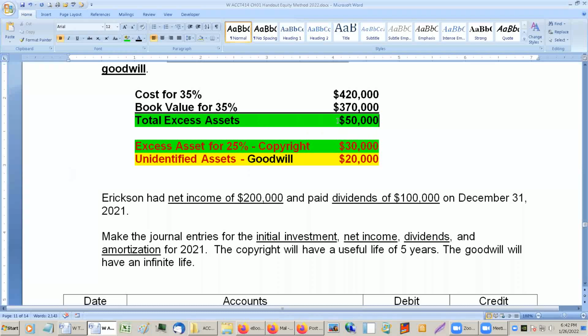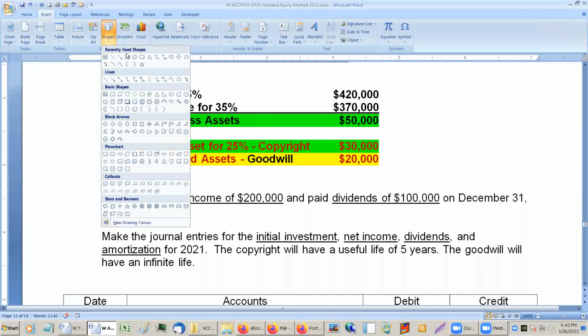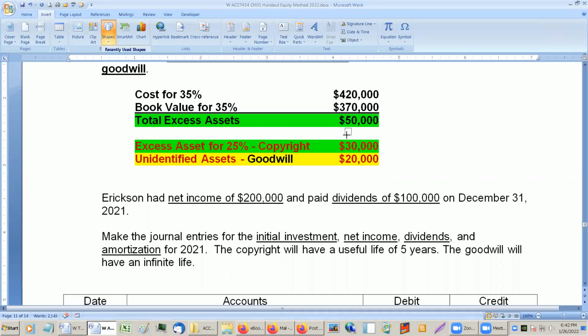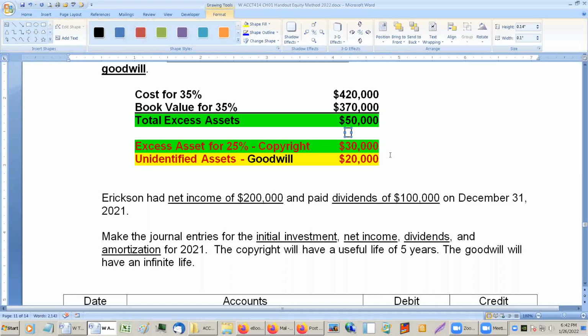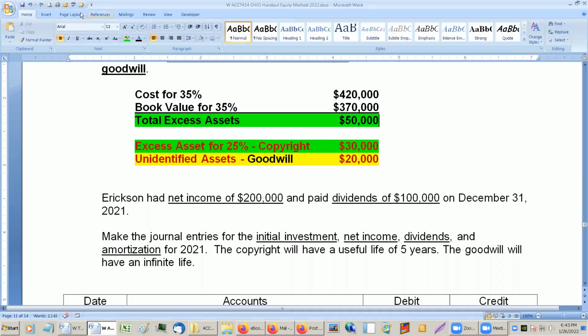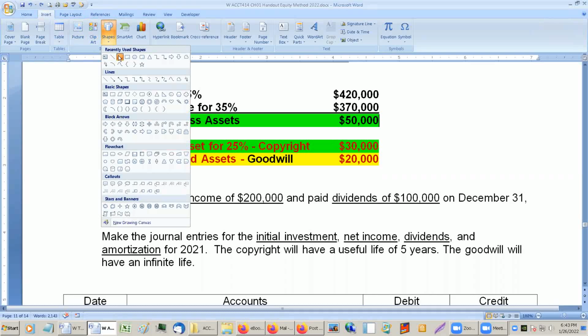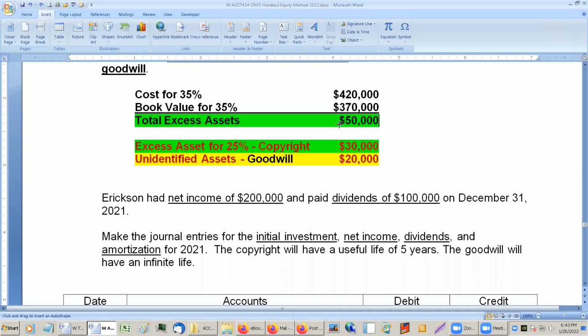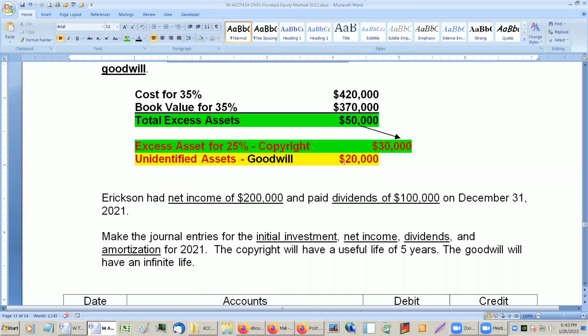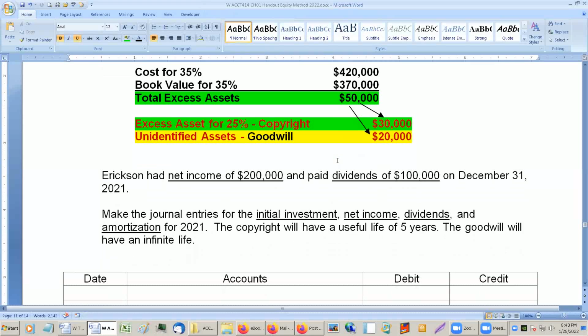So the total excess assets are 50,000. Of this 50,000, 30 of that is the copyright, and the other unidentified amount is goodwill.